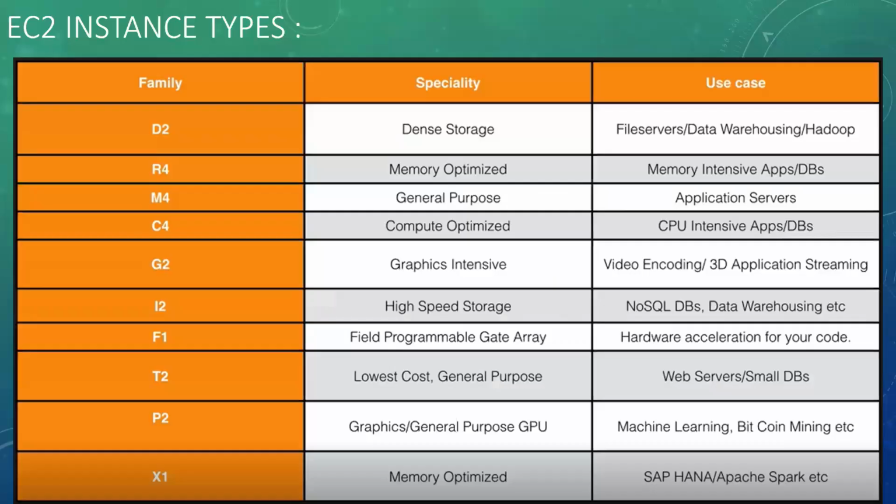I told you that it is not very important for you to learn everything by heart, but at least you should know which to use when. One mistake you should never make is to say that you were using T2 micro for everything. If it is general purpose, go for M4 large, M4 XL, that kind of thing. If you need high speed storage, go to the I2 series. If you need memory optimized, get the R4 series.